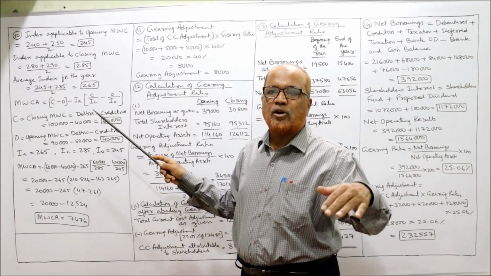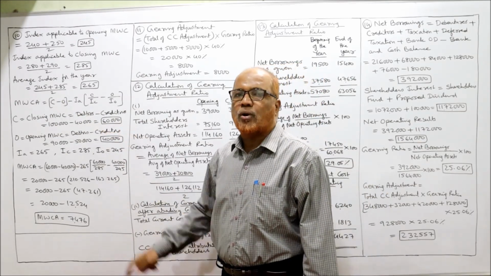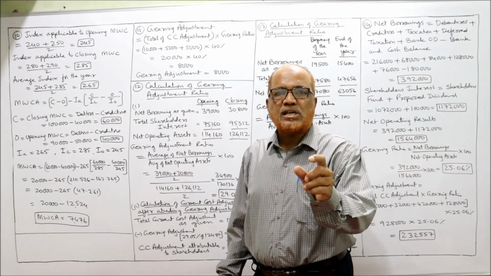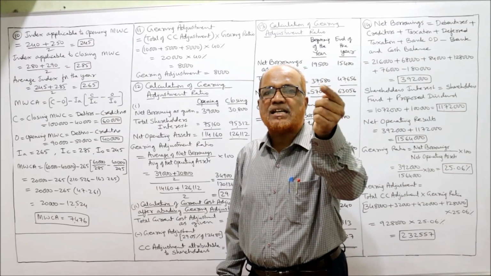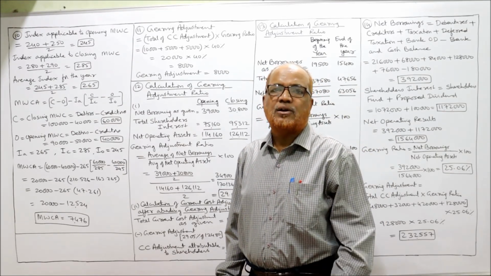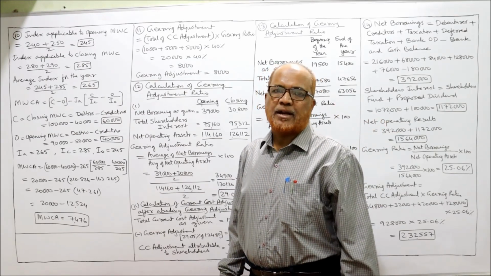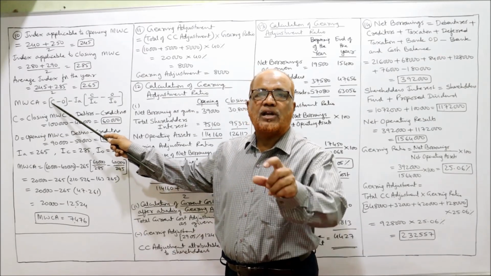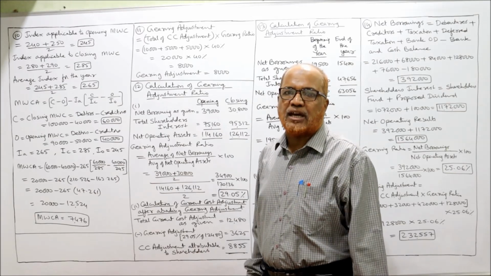Already in the previous video, previous problem, I explained the formula. C stands for closing monetary working capital. Working capital means debtors minus creditors, or current assets minus current liabilities. Right? So C stands for closing monetary working capital, and O stands for opening monetary working capital.